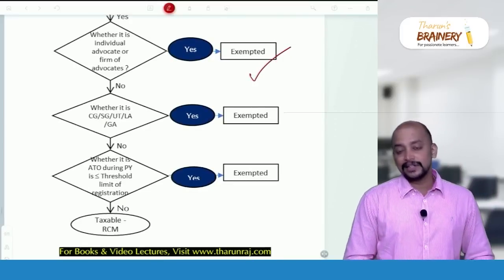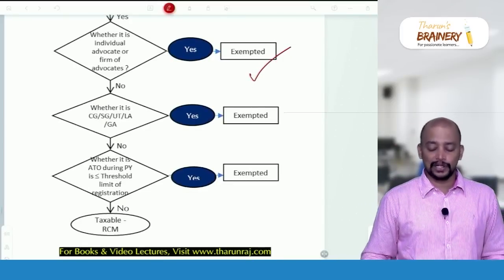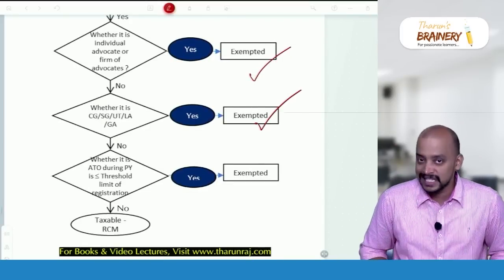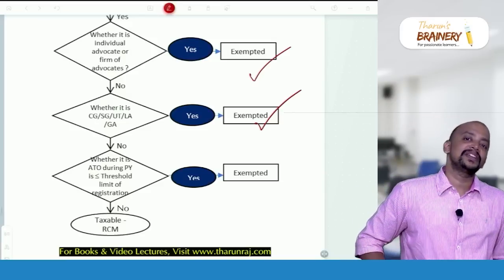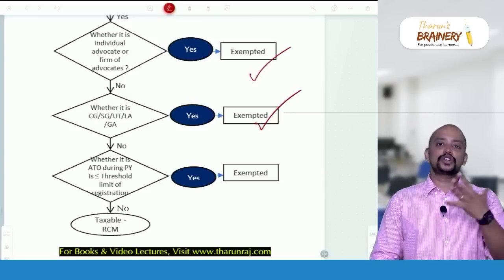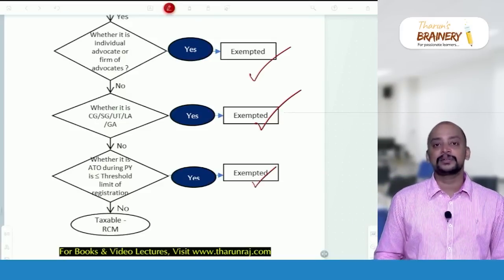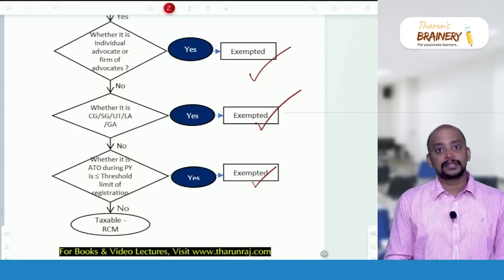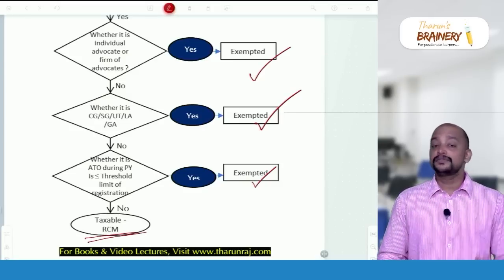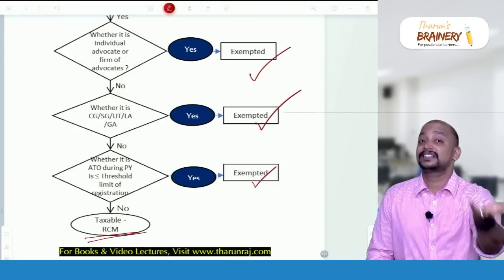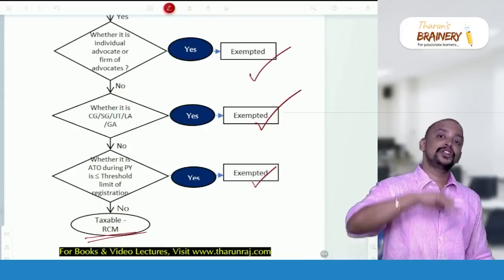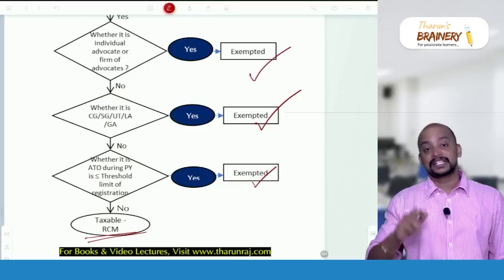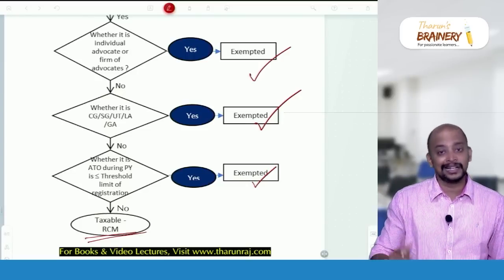If they are providing services to central government, state government, local authority or government agency, then also it is exempted. If they are providing service to a business entity whose turnover during the previous year does not exceed the threshold limit for registration, even then it is exempted. In the remaining cases it will be taxable. Which means that if they are providing service to a business entity other than an individual advocate, firm of advocates or government, and that business entity's turnover during the previous year exceeds the threshold limit, it will be taxable, and the business entity has to pay GST under RCM.